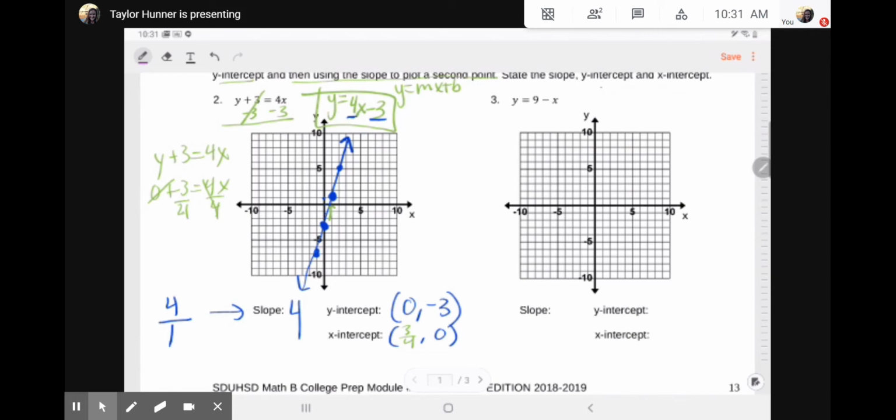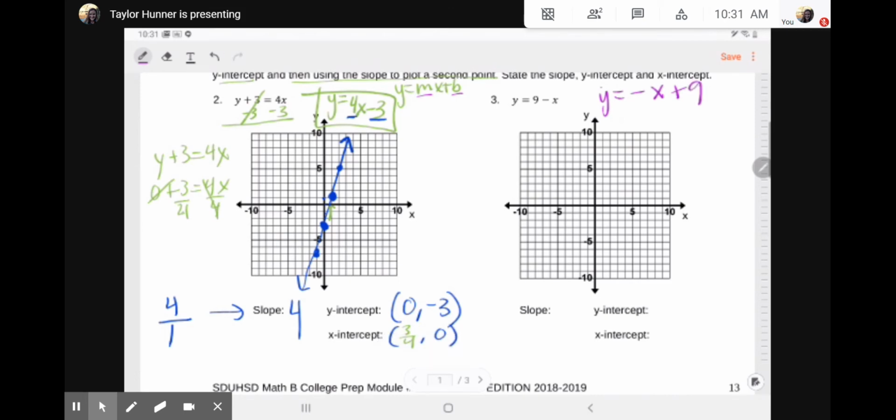So number 3, if you are feeling like you want to try this one on your own, go ahead and pause and try this one on your own. Okay, so my y is actually already alone in this problem, but usually we're really used to seeing slope on the left side and the y-intercept on the right side. This one's kind of trying to trick you a little bit because it's usually written like this. Oops, not as b, as 9.